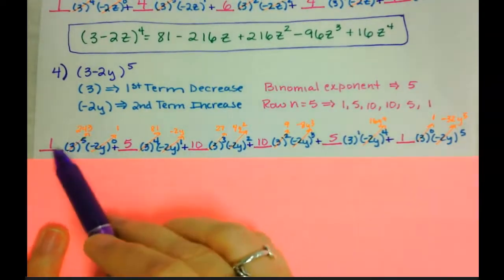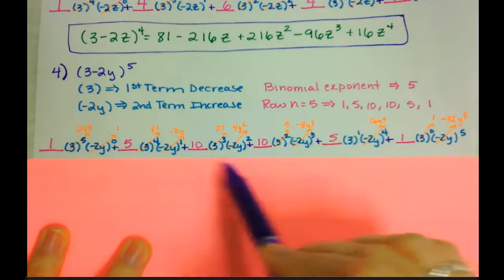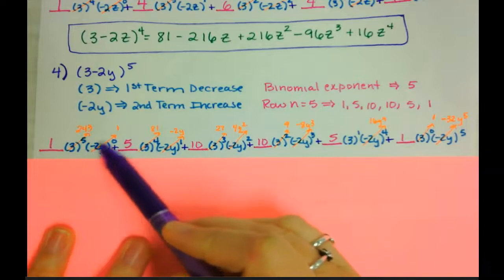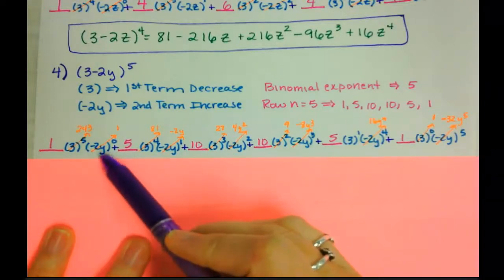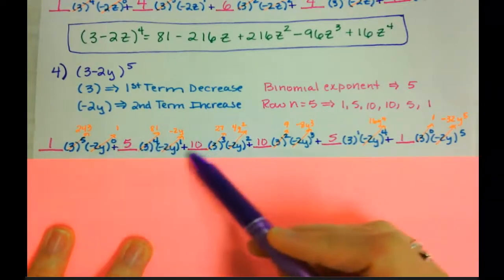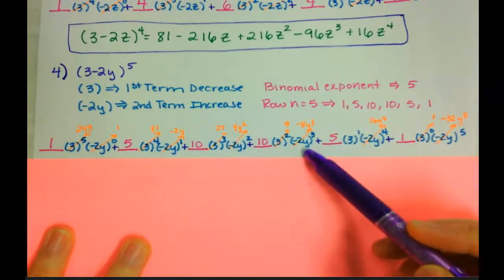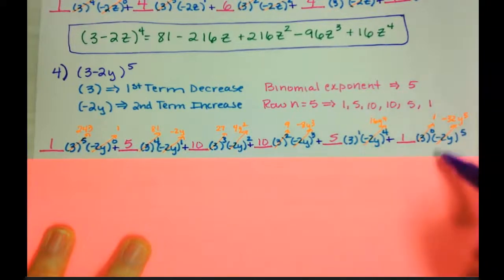The numbers from Pascal's triangle are 1, 5, 10, 10, 5, 1. Then the second term increases, and notice the parentheses around the negative 2y. So it's negative 2y to the 0, negative 2y to the first, negative 2y to the second, negative 2y to the third, negative 2y to the fourth, and finally negative 2y to the fifth.